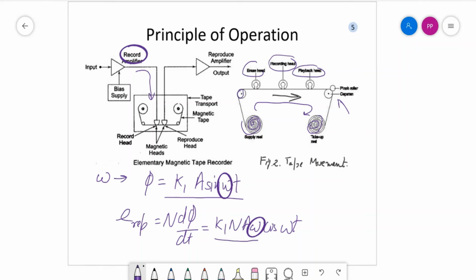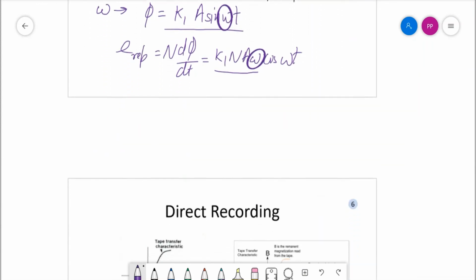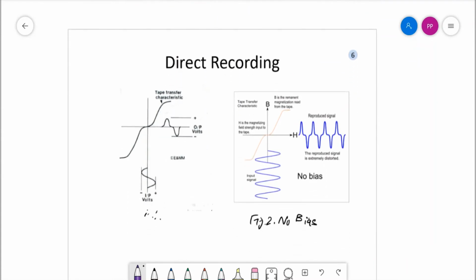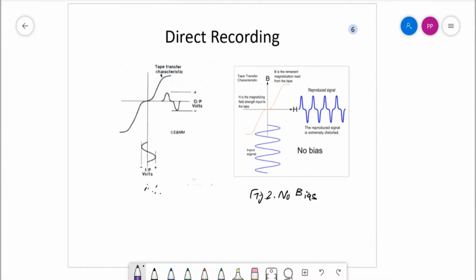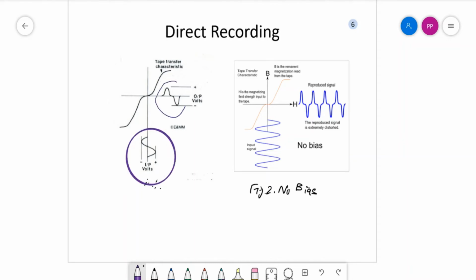So going further, let us see the first method of recording, because we are going to discuss three methods of recording. The simplest method is the first one, direct recording, where the input signal is getting recorded as well as reproduced. When I first try to record the signal, this is the input signal, and this is what is happening after recording.